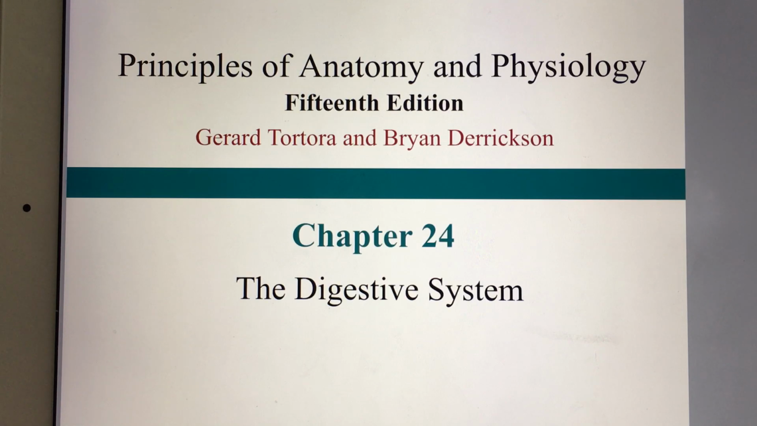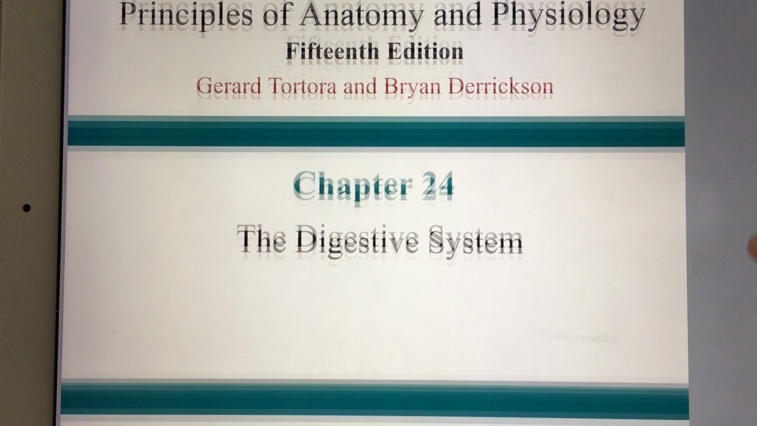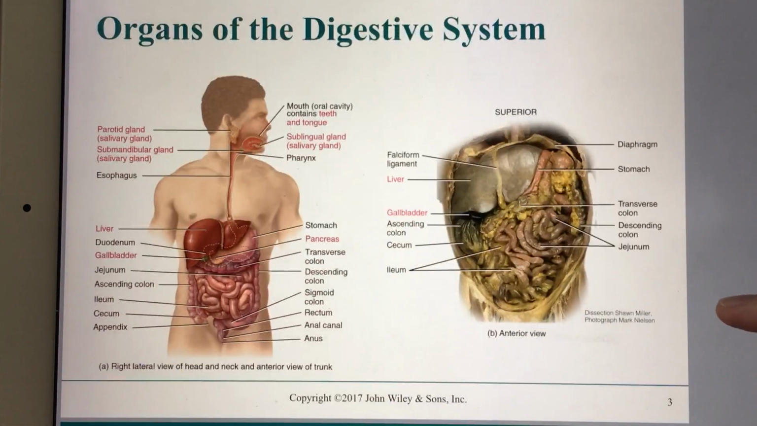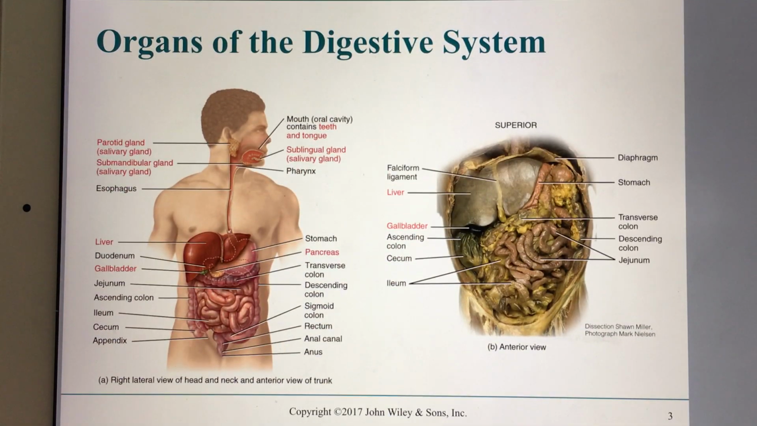In this video, I'm doing the overview of the digestive system from chapter 24. The digestive system contributes to homeostasis by breaking down food into forms that can be absorbed and used by the body cells. Simply put, the molecules of food that we eat are too large to be absorbed into our body, so the digestive system breaks these molecules down into smaller ones so they can be absorbed into our body's tissues.